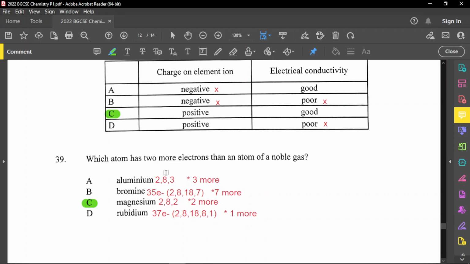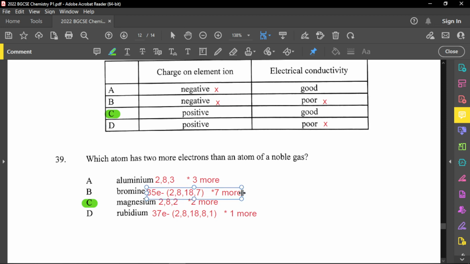So aluminum is from group 3, right? And so the electron configuration is 2, 8, 3, because you have 13 electrons. So you have 3 more compared to a noble gas, because a noble gas has 8 electrons on its valence shell, for the first 20 elements. I'm putting that piece in. Now, bromine is from group 7, right? So therefore, the valence shell has 7. So it has 7 more than a noble gas, or even 1 less.